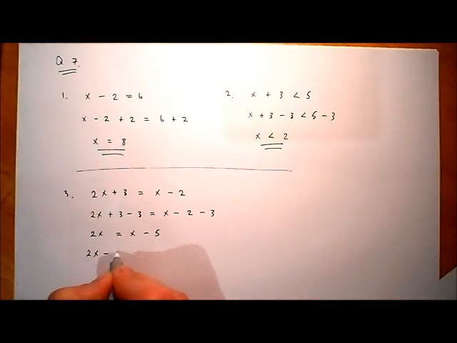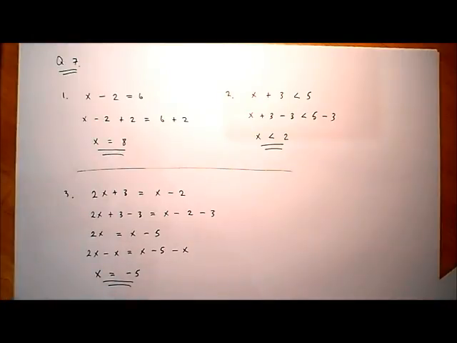So I'm going to write 2x minus x equals x minus 5 minus x. And if you look, 2x minus x is x equals, and here I've got x minus x, which gives me 0, and I'm left with minus 5. So I get an answer of minus 5. And all I did was the same thing to both sides.